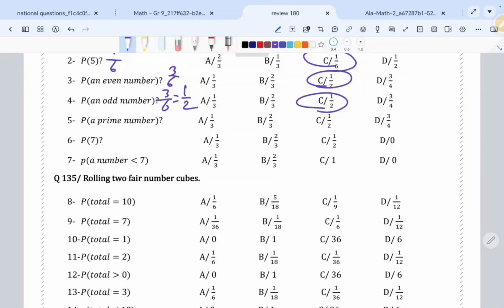Prime number. Okay, 2, 3, and 5, they are prime numbers. So it will be 3 out of 6. It's 1 out of 2.